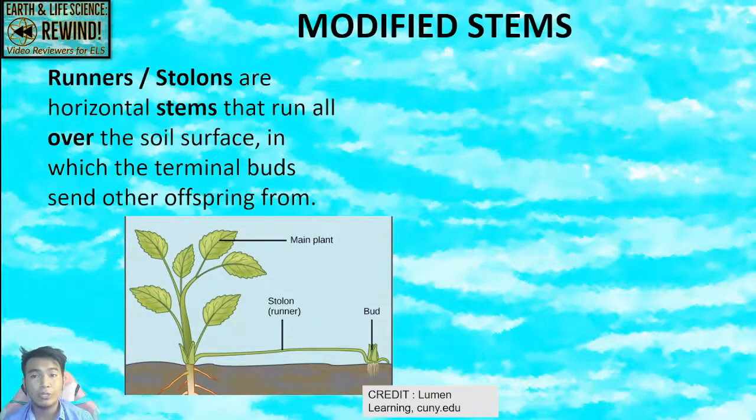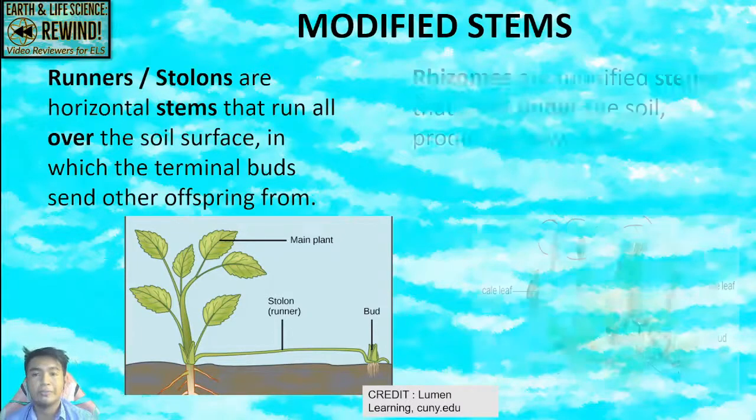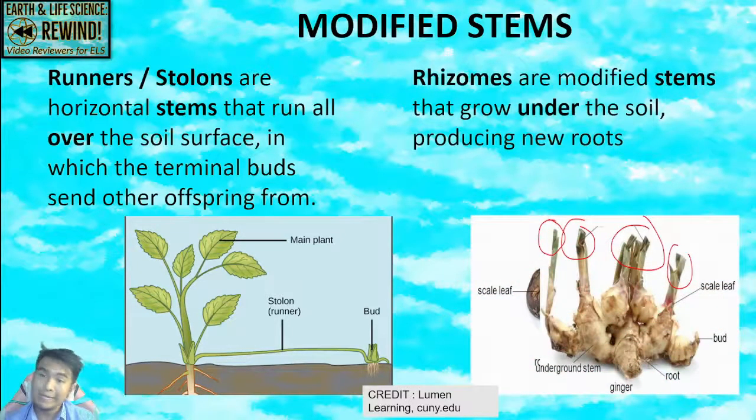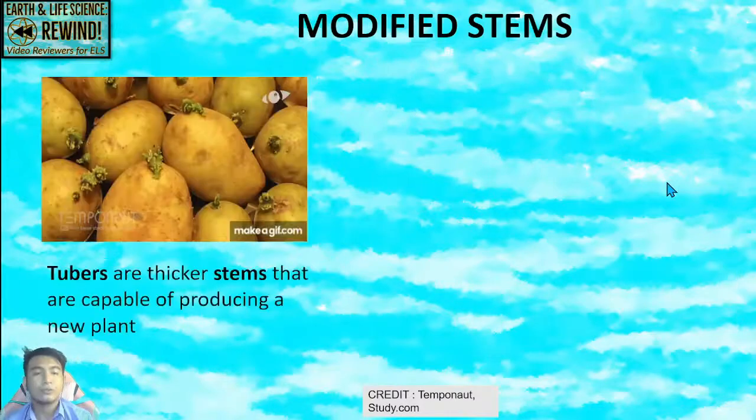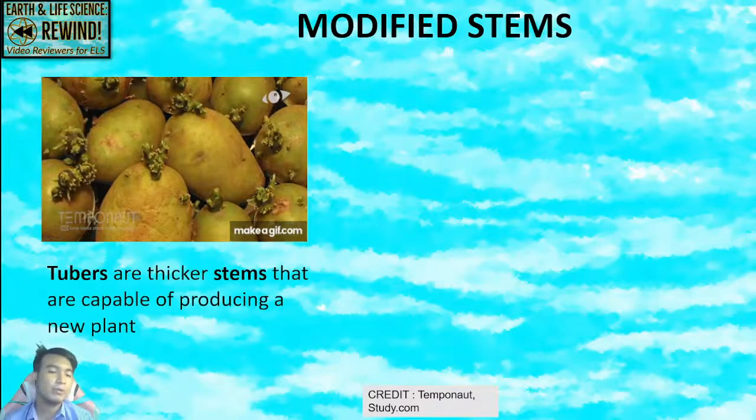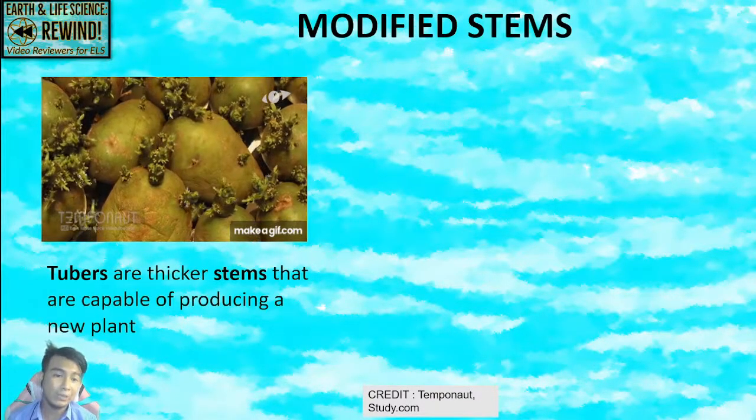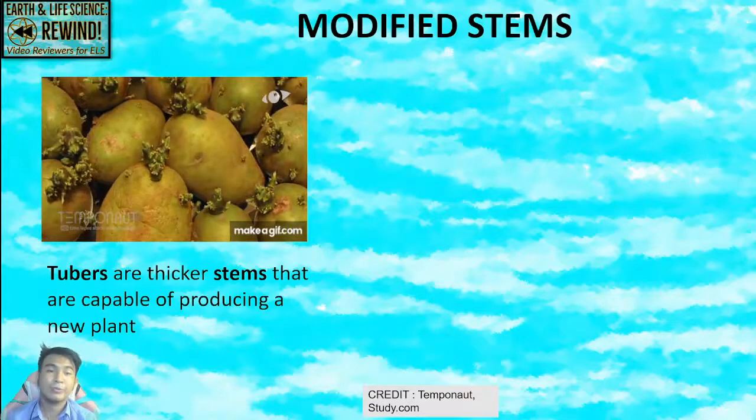Plants can have modified stems that are runners or stolons that run all over the soil surface, build terminal buds that can reproduce other plants. Rhizomes are modified stems as well that grow under the soil, producing new roots. Grasses have runners or stolons, and ginger can have rhizomes. Tubers are thicker stems that are capable of producing a new plant. Potatoes and purple yams reproduce this way.